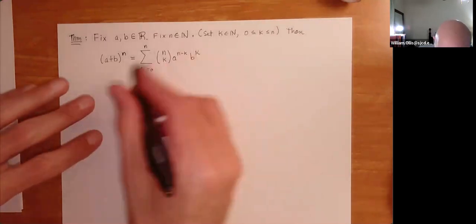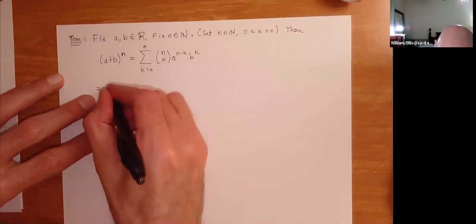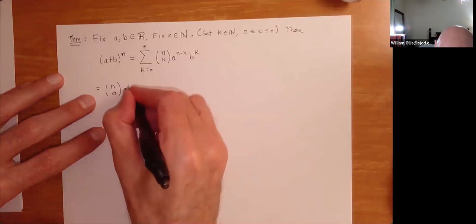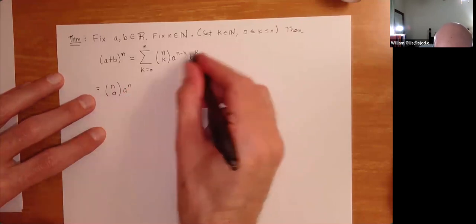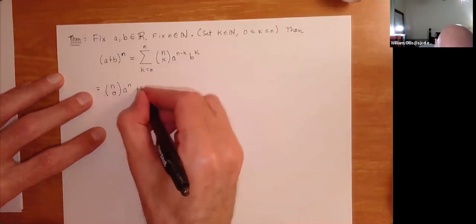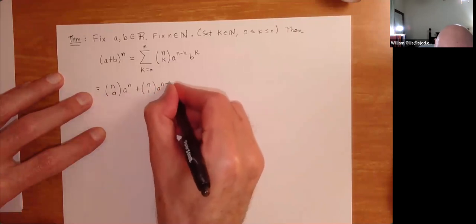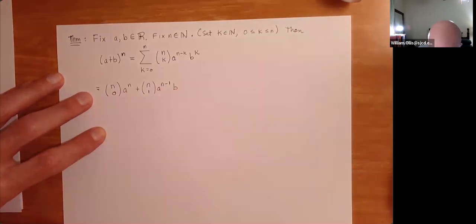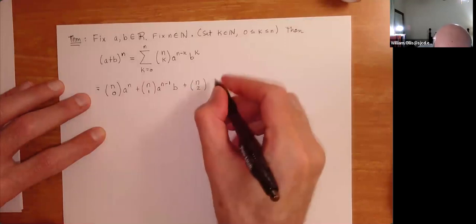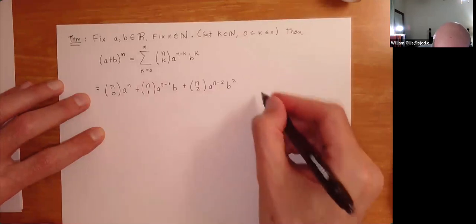So what does all of this look like? Well, let's just go ahead and expand it. When K equals 0, we have N choose 0, A to the N, B to the 0. So that just, again, by definition is 1, we get that term. N choose 1. Now we have A to the N minus 1 times B to the 1. And then K equals 2. N choose 2. A to the N minus 2, B squared, etc.